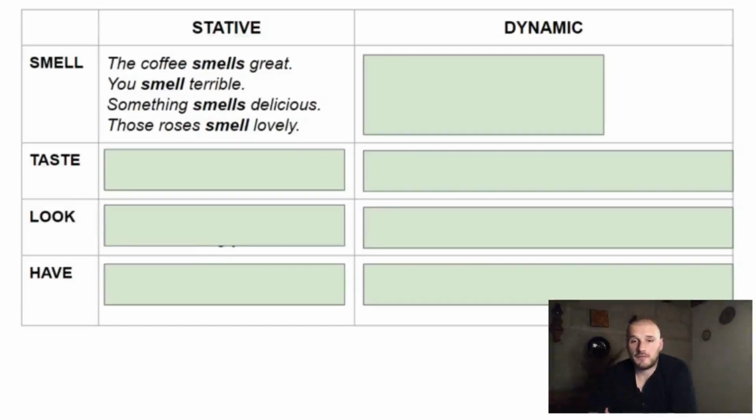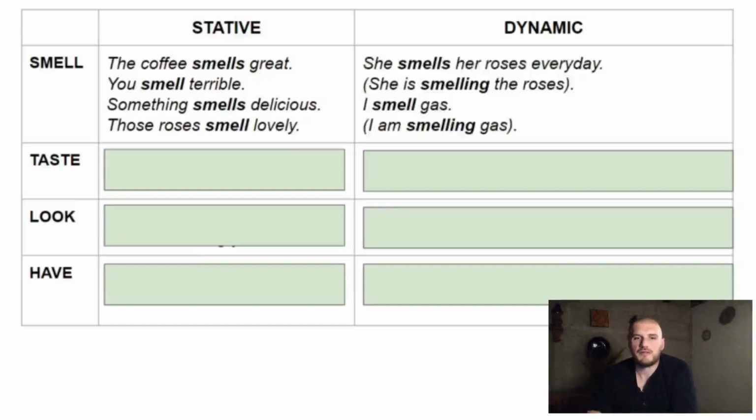As a dynamic verb, smell means you are smelling something, right? So she smells her roses every day, okay? She is smelling, right? I smell gas, okay? I am smelling gas. It might not necessarily always be an ing form because it might be present simple, like this example here. She smells her roses every day. But it is a dynamic verb because we're talking about the action to smell something, okay?